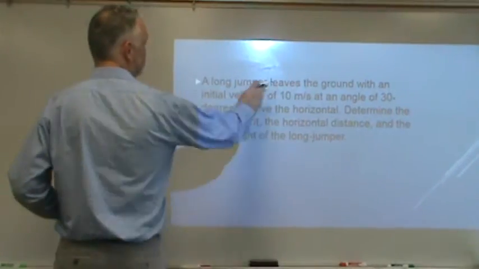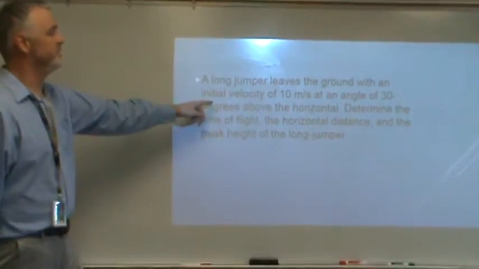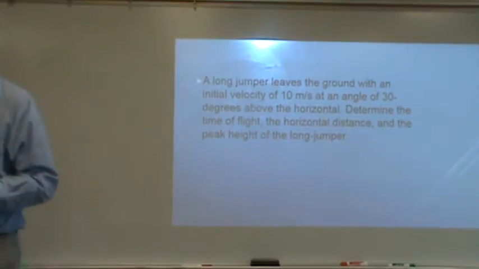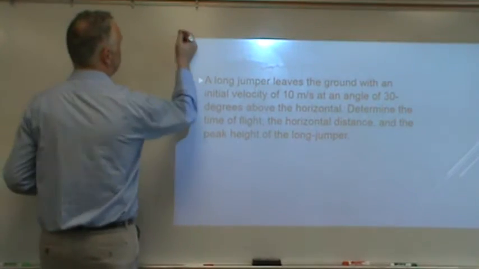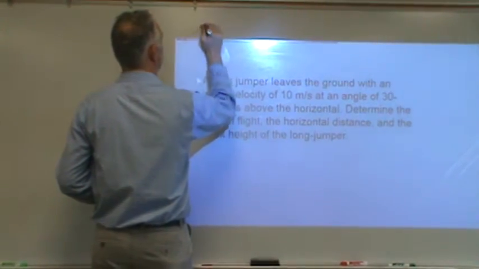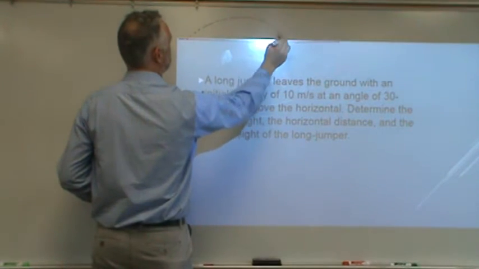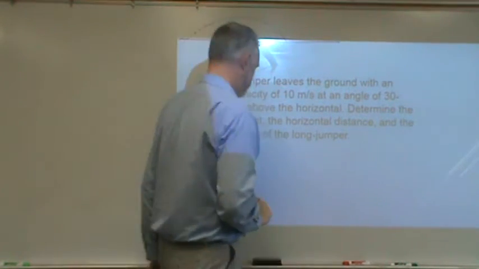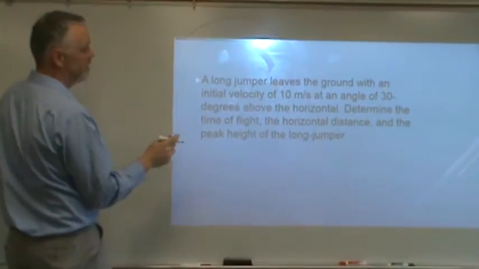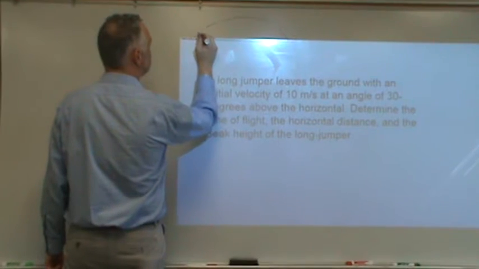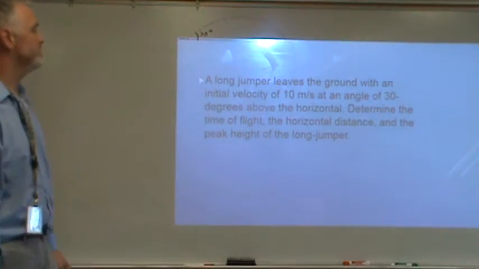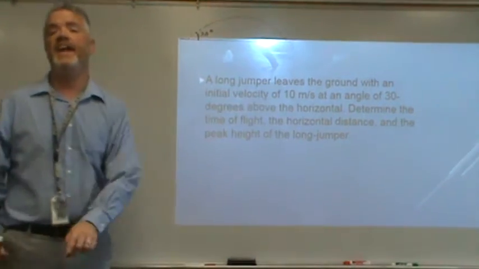A long jumper leaves the ground with an initial velocity of 10 meters per second at an angle of 30 degrees above the horizontal. So, I always like to draw them out. Leaves the ground, going to go up, going to come back down. At an angle of 30 degrees. So here's my angle of 30 degrees right here. Initial velocity of 10 meters per second at that angle.